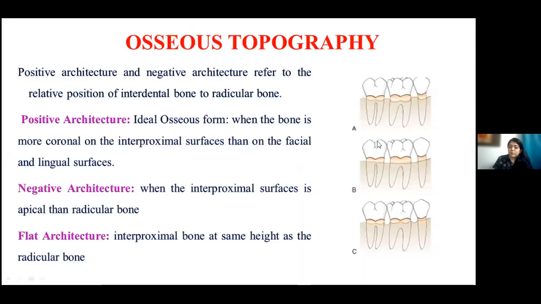So now here you can read about positive architecture and see the diagrams. The interdental bone, or the interproximal bone, should be coronal to the bone on the facial or lingual aspect. Flat architecture is when everything is at the same level. Negative architecture is when interproximal bone is at a lower level, or more apical level, than the interradicular bone. Clear? Yes, ma'am.